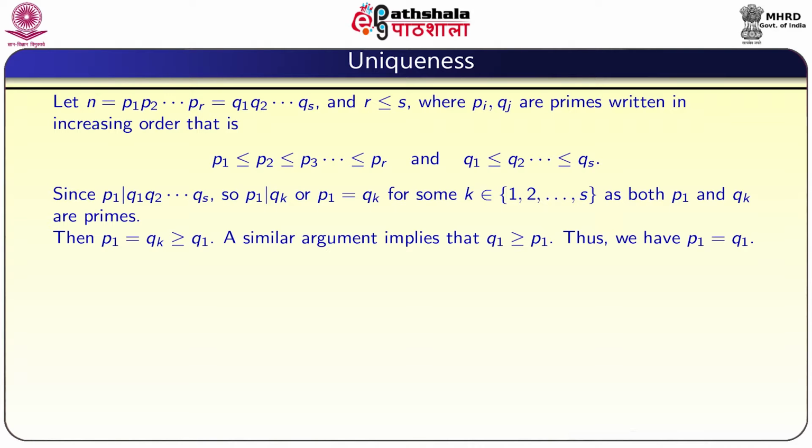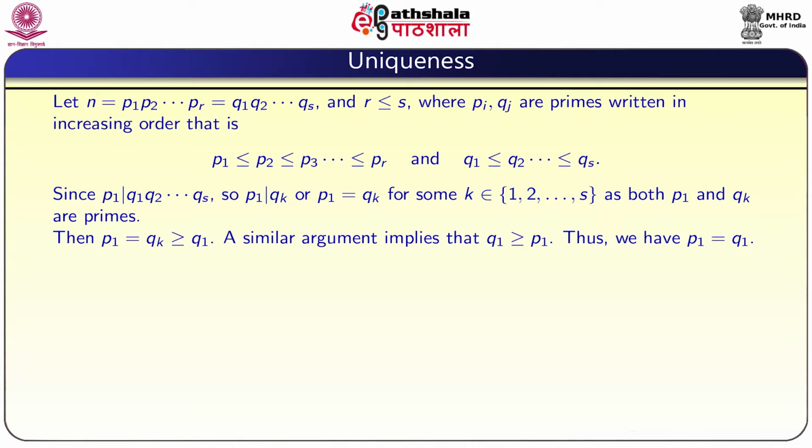Now, again there is an ordering in Q1, Q2 and so on Qs. So, since Qk is greater than or equal to Q1, P1 is greater than or equal to Q1. Similarly, with a similar argument, that means by taking Q1 divides P1, P2 and so on Pr, we will end up with Q1 is also greater than or equal to P1. Thus, we have P1 is equal to Q1.